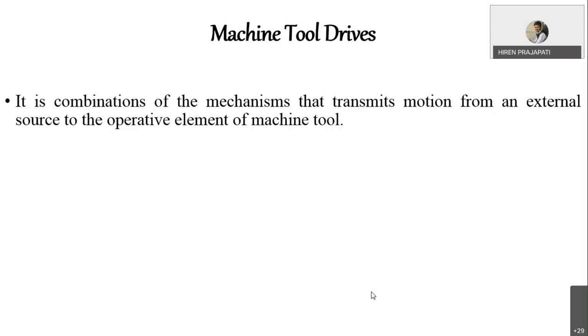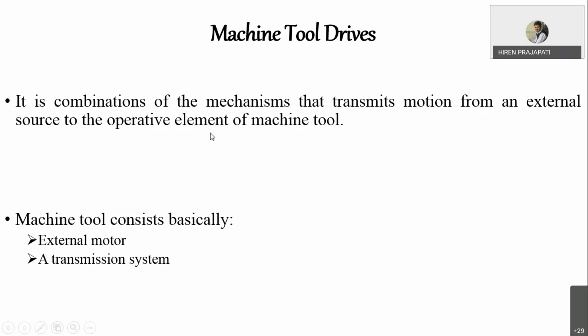For example, in most of the cases, generatrix motion is the spindle motion, right? So how do we get spindle motion from some motion source? Similarly, how do we get a feed motion from some motion source? That is with the help of some mechanisms. Those mechanisms are called the drives, different drives, right?